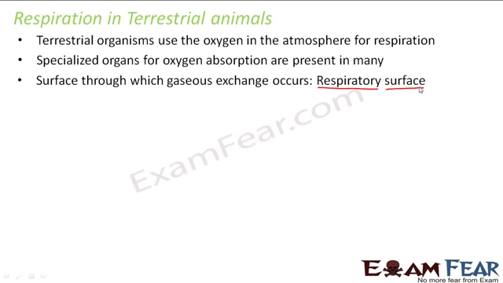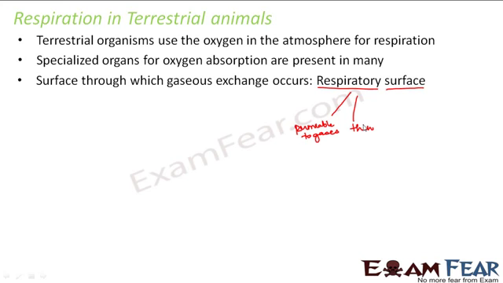Now let us try to understand what kind of respiratory surface is desirable. What are the characteristics that a respiratory surface should have to ensure better absorption? Some of the characteristics of respiratory surfaces are, it should be permeable to gases. That means it should allow the gases to pass through it, because respiration is a lot about exchange of gases. It should be thin, because if the surface is very thick, then the diffusion of the gases across that surface becomes a little difficult.